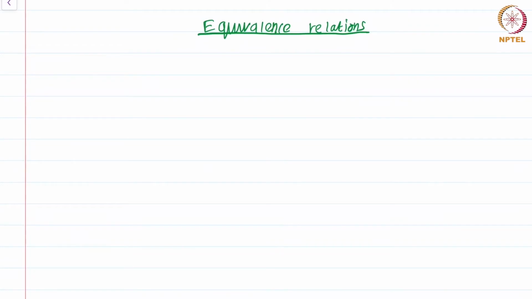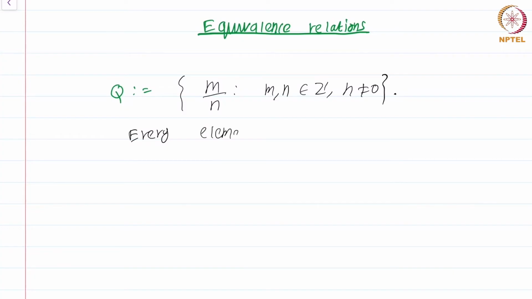Recall that we had defined the set of rational numbers Q to be the collection of all elements of the form m by n such that m, n come from the integers and n is not 0. Now there is a problem with this definition. From our axioms of set theory, we require that every element is itself a set. But it is not clear what the meaning of m by n is. What does this even mean?